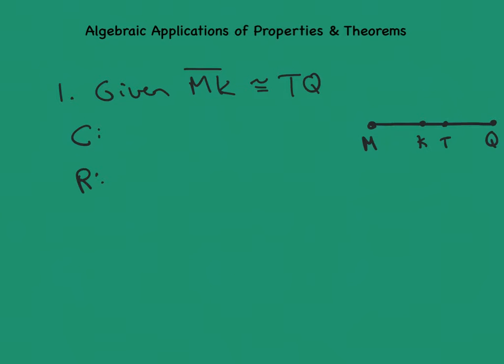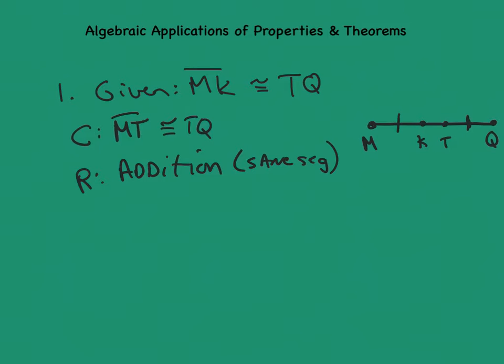All right, let's take a look at the first example. Let's say we're given that MK is congruent to TQ. What conclusion can we draw, and what's the reason for that? Well, by marking the diagram, we know that MK and TQ are congruent. So by addition, if we add KT to both of them, we have the conclusion that MT is congruent to KQ. And the reason is addition of the same segment.